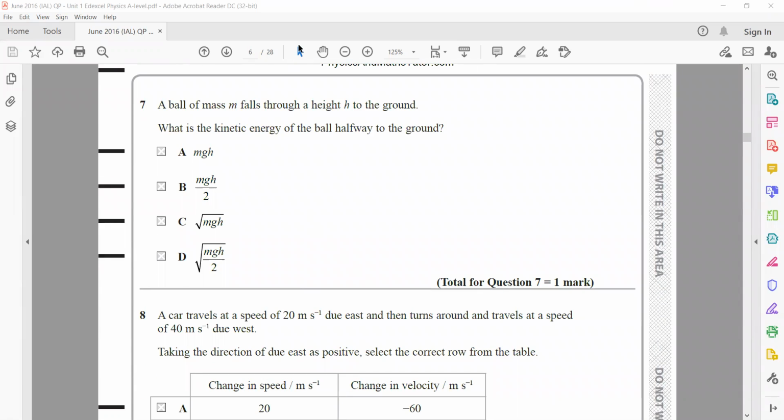A ball of mass m falls through a height h. What is the kinetic energy halfway? The potential energy changes to kinetic energy. At the maximum height, it will have potential energy, and just before hitting, all the potential changes to kinetic. So in between, the kinetic energy will be half of the potential energy. And potential energy is mgh, so mgh divided by 2.